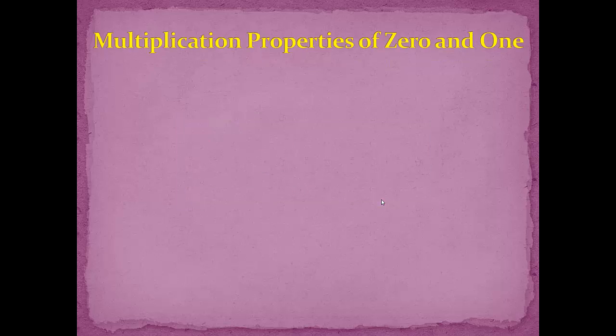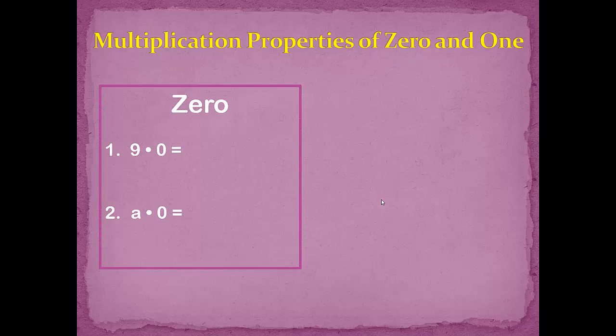Now we'll look at the multiplication properties of 0 and 1. For the multiplication property of 0, the product of any number and 0 is 0. So if we multiply any number times 0, we get 0. And for the multiplication property of 1, the product of any number and 1 is that number. So now looking at the multiplication property of 0. Number 1, we have 9 times 0, and any number times 0 is going to be 0. We can also look at this using a variable. So for number 2, A times 0 would be equal to 0.